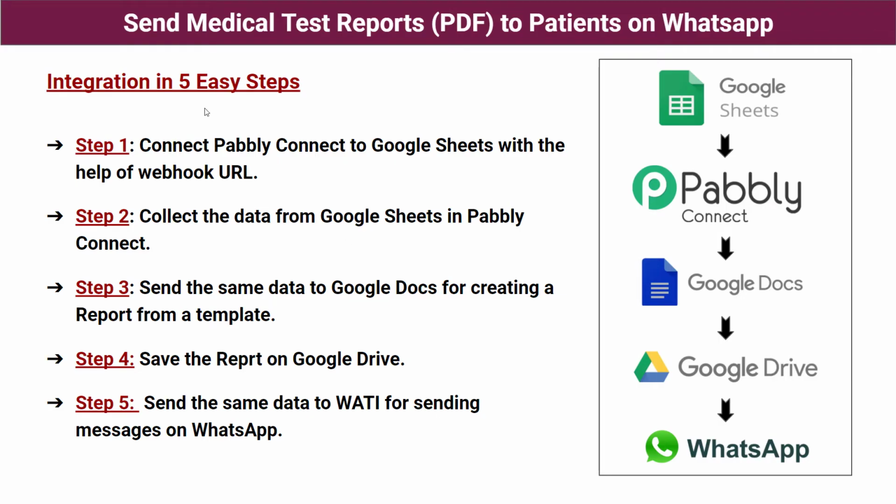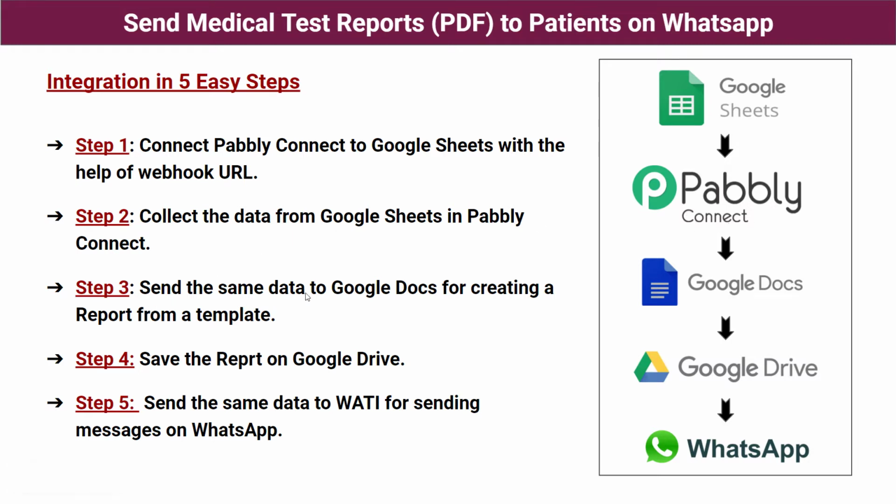So guys, these are the 5 easy steps by which you can also make this integration or automation between Google Sheets and WhatsApp. So step 1 is connect Pabbly Connect to Google Sheets with the help of webhook URL. So in first step, we are going to open Pabbly Connect and connect our Google Sheets with Pabbly Connect. Step 2 is collect the data from Google Sheets in Pabbly Connect. So in second step, we'll bring the data from Google Sheets to here in Pabbly Connect.